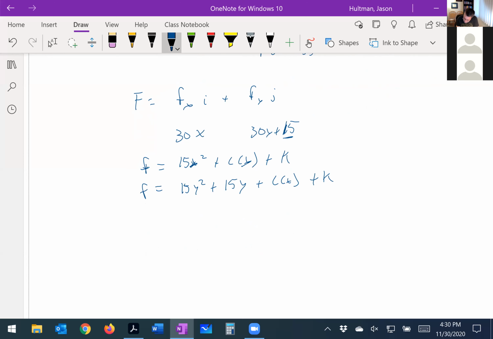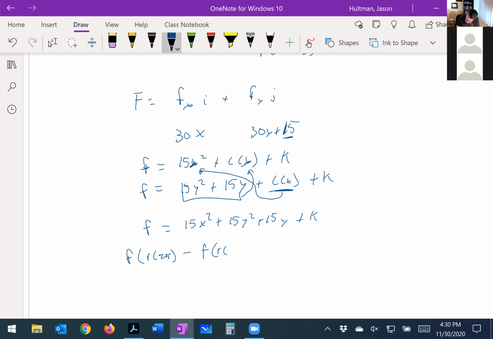So what is my c of x? And what is my c of y? My c of y is this thing, and my c of x is this thing here. So what's my parent function? My parent function is f equals 15x squared plus 15y squared plus 15y plus k. Nice, so we now have found our parent function. Now all I have to do is plug in f of r of 2 pi minus f of r of 0, and I should have my answer.